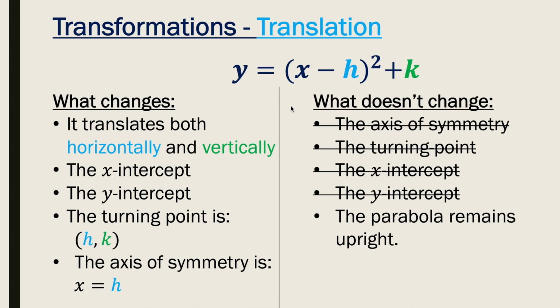Beautiful. What doesn't change? This time I did it correctly, girls. I crossed all of it. What doesn't change? The shape of the parabola doesn't change. Remember that the parabola remains upright, and whether it's upwards or downwards is going to depend on another parameter that we call a here, and that was done a few videos ago. So remember that these parameters are not going to change the shape of that parabola.